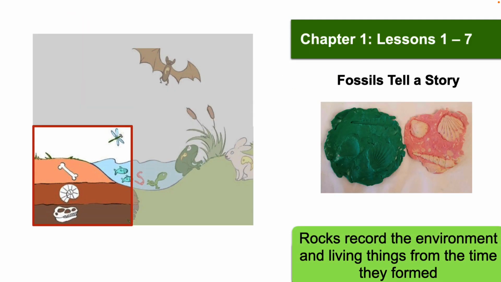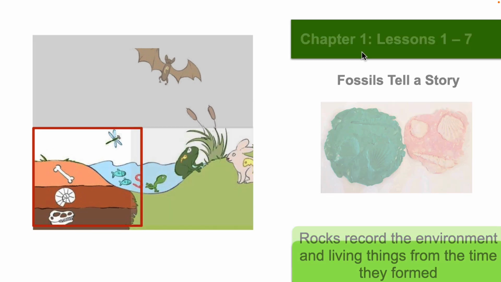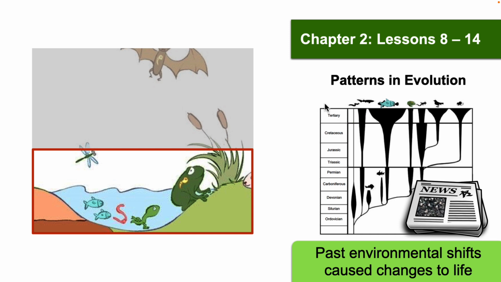In chapter 1, students learn how fossils form so that they can recognize that rocks record the environment and living things from the time that they formed. And they'll learn to read the progression of fossils in the fossil record like an unfolding story. In chapter 2, students obtain information about past evolutionary events like the development of the first amphibians. And then they write a news story describing how past environmental shifts caused changes to life.